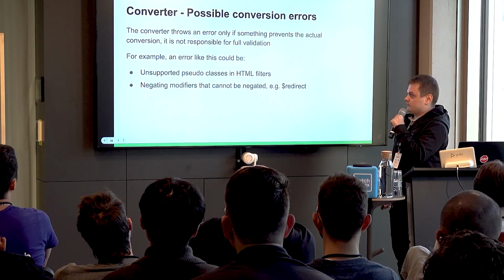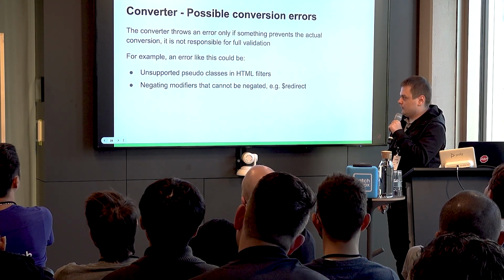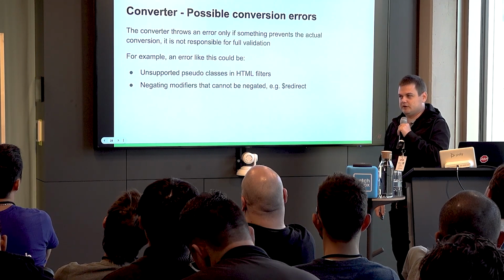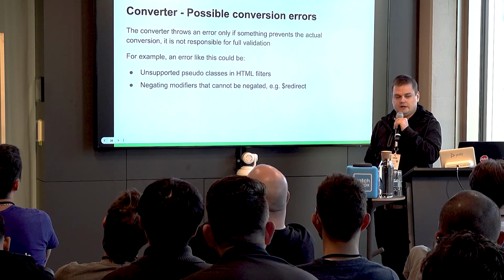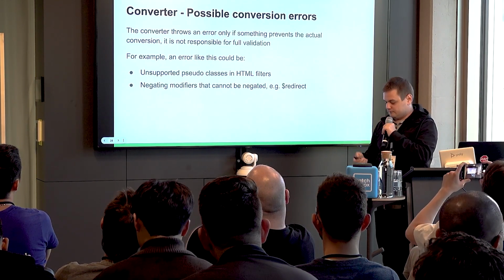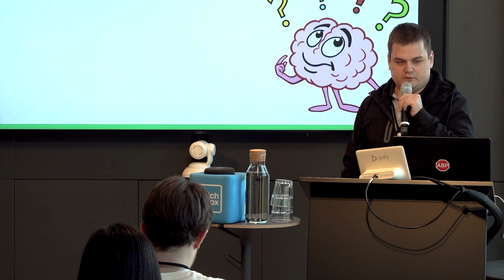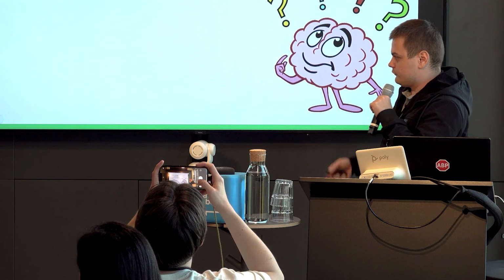There are some conversion errors if something prevents the conversion, like syntax problems in HTML filters or modifier problems. But it's limited. So most of the time the converter performs the conversion, and I will take a deeper look at the rules a bit later. An interesting case that I showed in the example: a single rule can be converted into multiple rules, because, for example, AdBlock Plus supports multiple scriptlets.